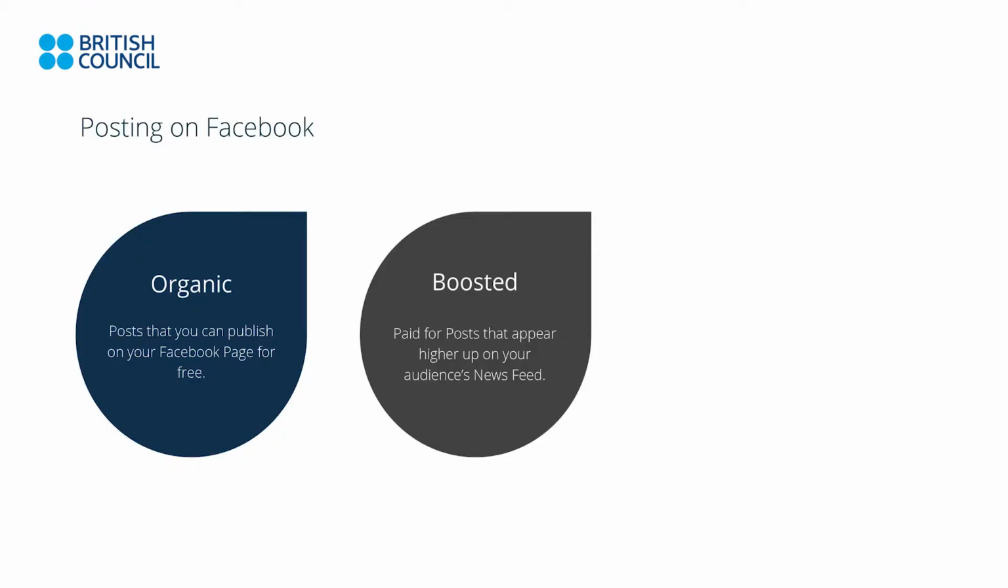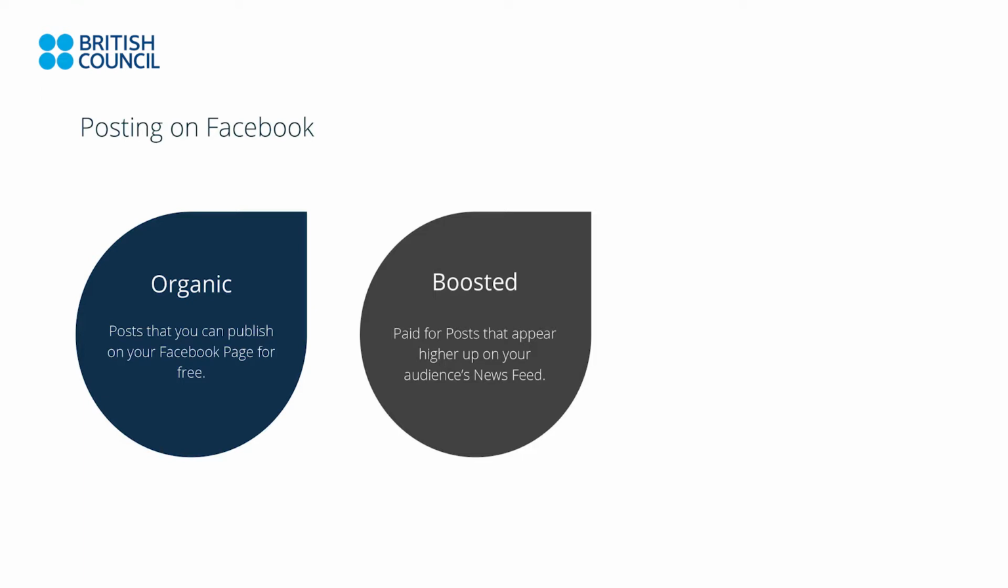Now, we are done creating our Facebook page. One of the things you want to do is to post, of course. And there are two different ways that you can deliver your post on Facebook. The first and the simplest one is the organic way to deliver your post. These are posts that can be published on your Facebook page for free. You don't have to put any media behind them. But the downside is that they often do not have as big a reach as you would want.